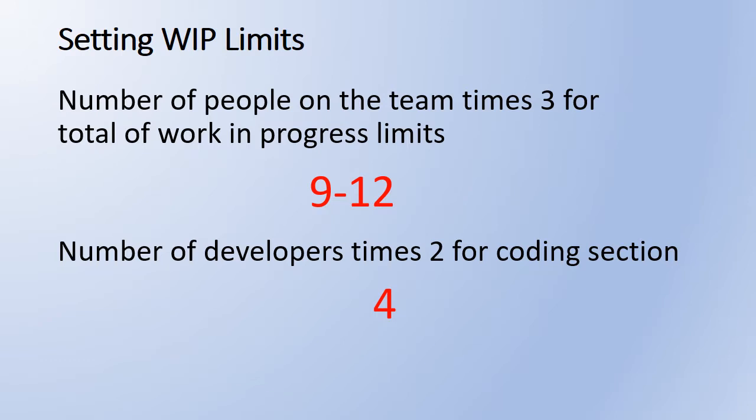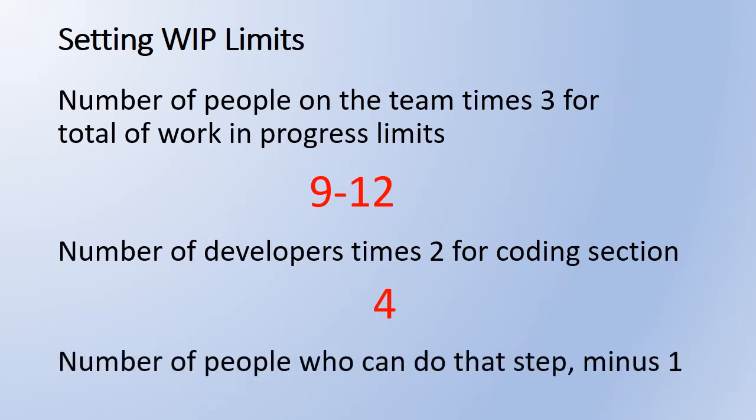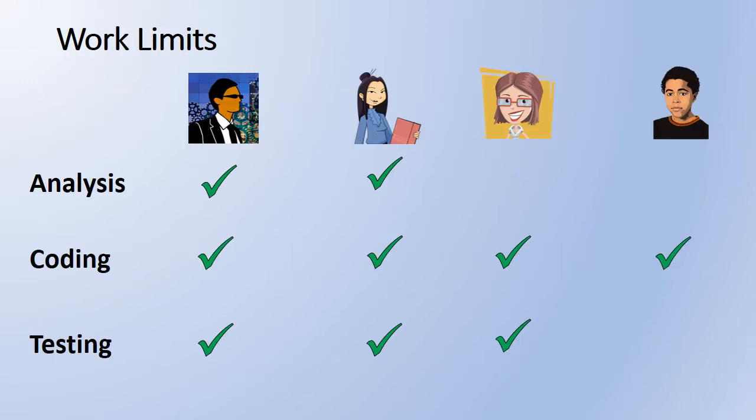Another way is to count the number of people who can contribute at each step and subtract 1. Let's look at our team. The n-1 method will give us a 1 in analysis, a 3 in coding, and a 2 in testing. Finally, let's look at what a weighted sum will give us. We'll assume our team is only working on this project. We can determine the work in progress limits for each step by looking at the number of people capable of working at a task, how many tasks they have to perform, and their level of expertise.